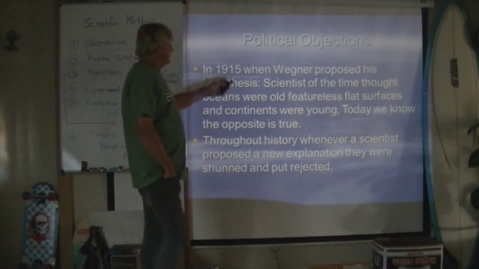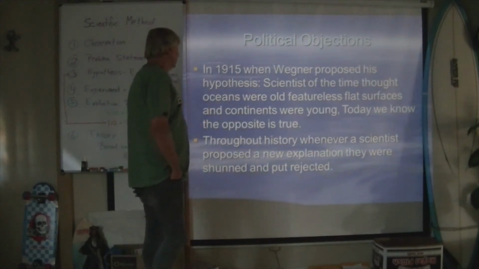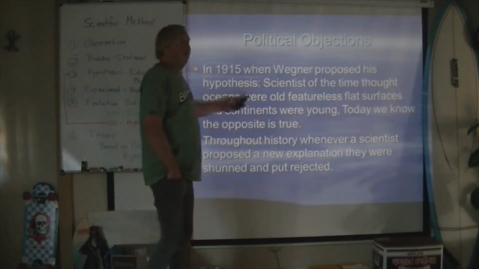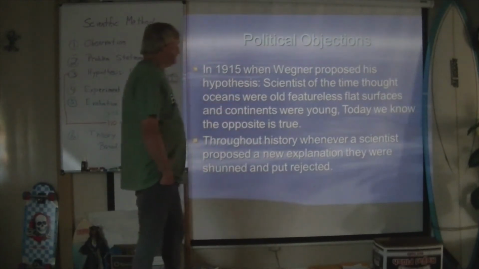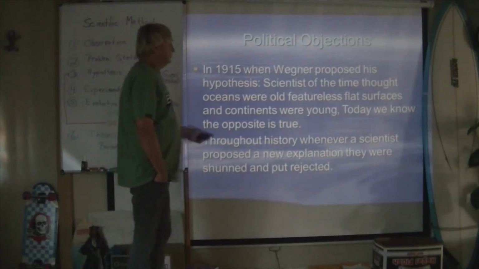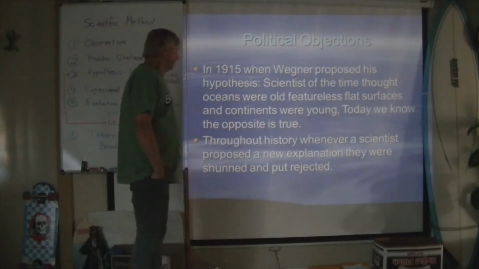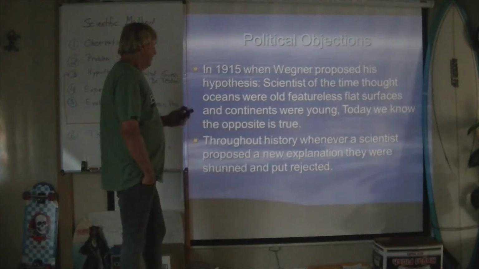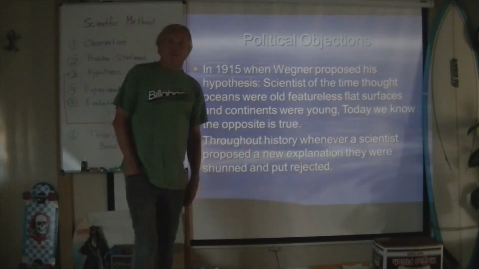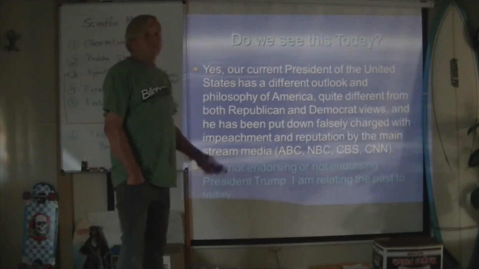So in 1915, Wegener proposed his hypothesis. They thought that the oceans were the oldest features on Earth, that the oceans were flat, the deepest part of the ocean in the center, 180 degrees from what we know today. And he basically said the continents were old, and it was thought that the continents were young by scientists in 1915. And throughout history, several scientists have proposed new explanations, and every time they have come under scrutiny. And so do we see this today?